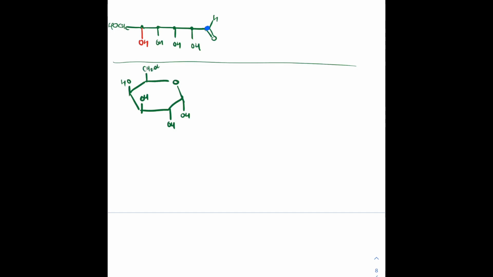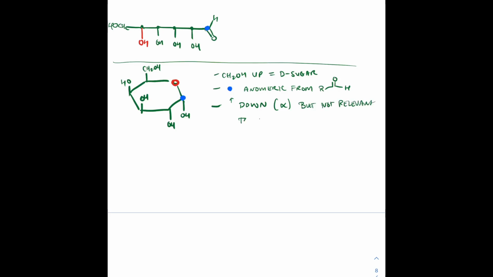So let's try and convert another Haworth projection to a Fischer projection. Okay, so highlight the nucleophilic oxygen and the anomeric carbon. The CH2OH is up, so that means it's a D sugar. And the OH is down on the anomeric carbon, which is important for us to know that it's alpha, but it's not actually useful information to help us get to the final Fischer projection because it doesn't matter. But I just want to remind you guys of what is what.